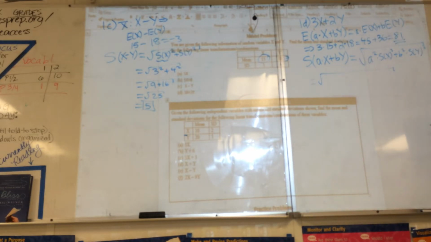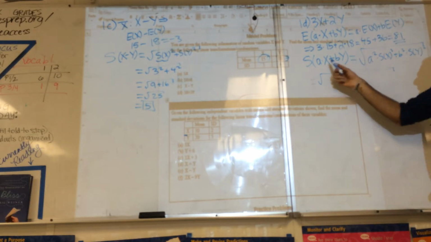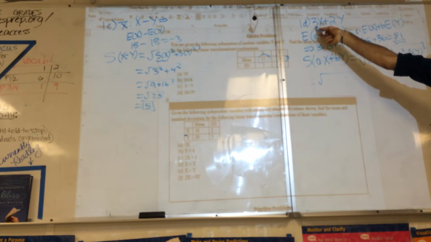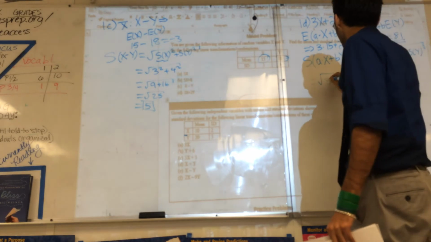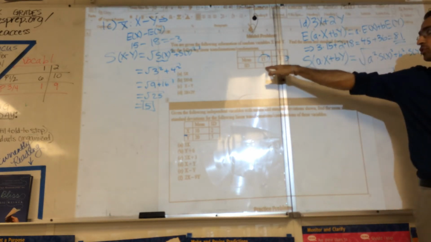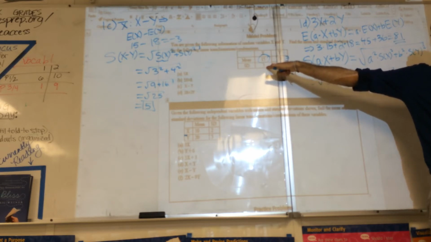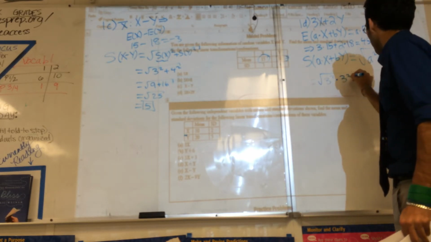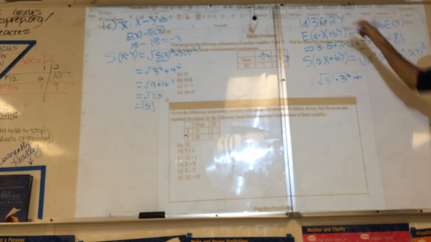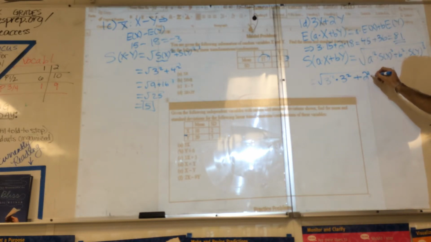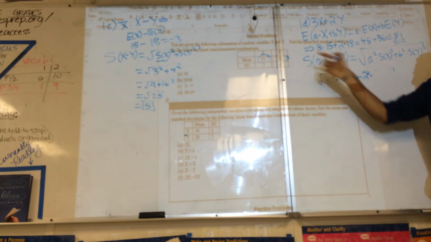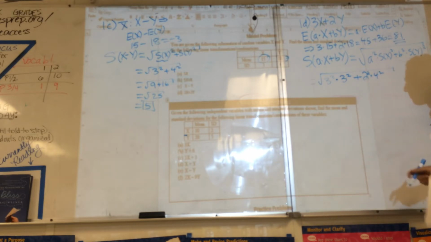So, a squared, a is 3. We have 3 right here, so that's going to be 3 squared times standard deviation of x. Well, the standard deviation of x also just happens to be 3, so I'm going to put times 3 squared plus b squared. Well, b is 2, so I'm going to put 2 squared times standard deviation of y squared. Standard deviation of y is 4, so I'm going to put 4 squared.